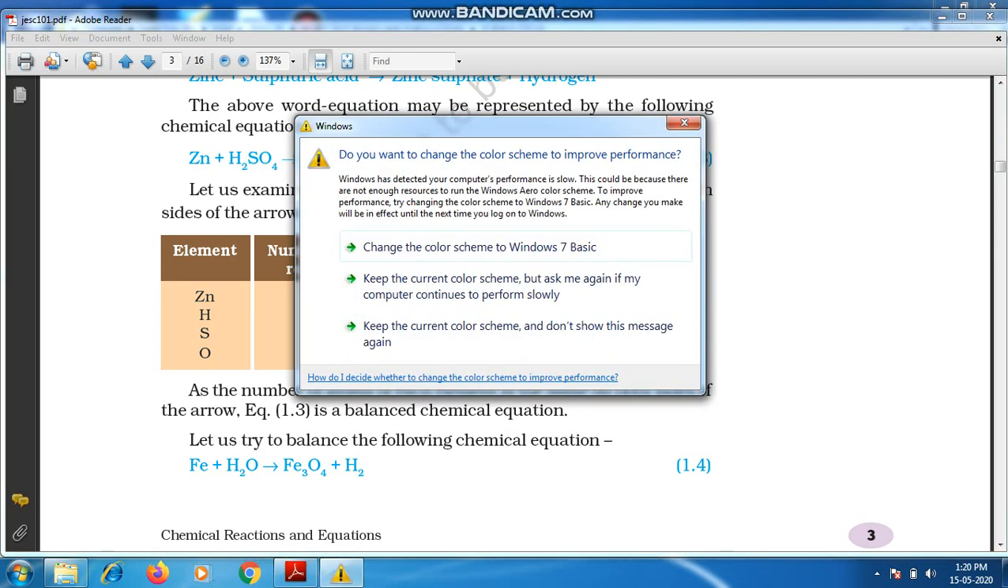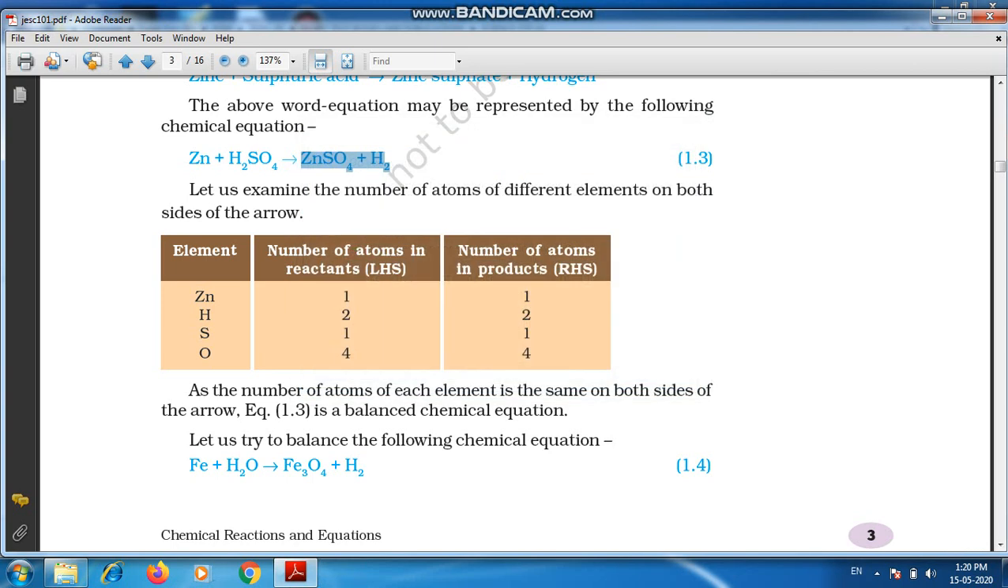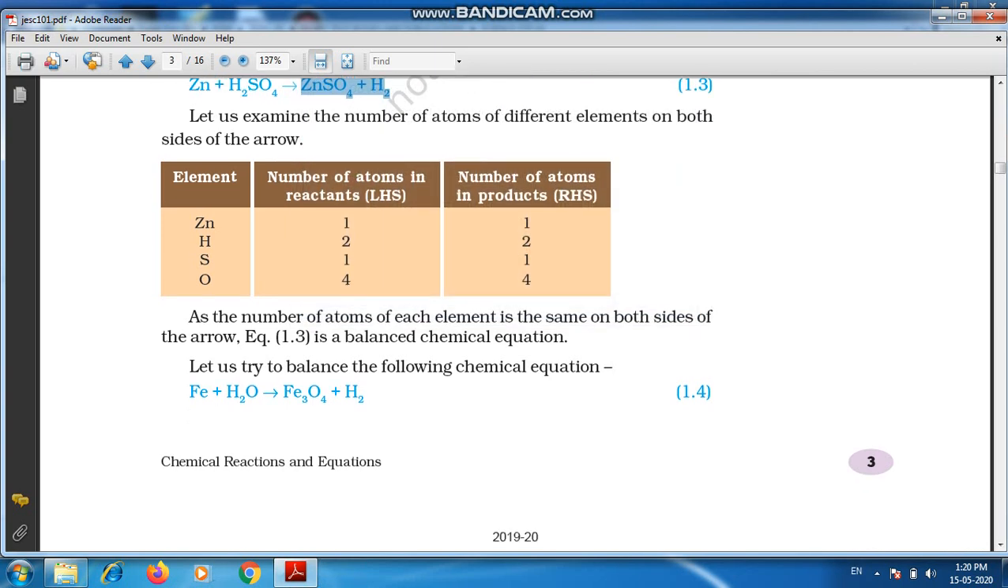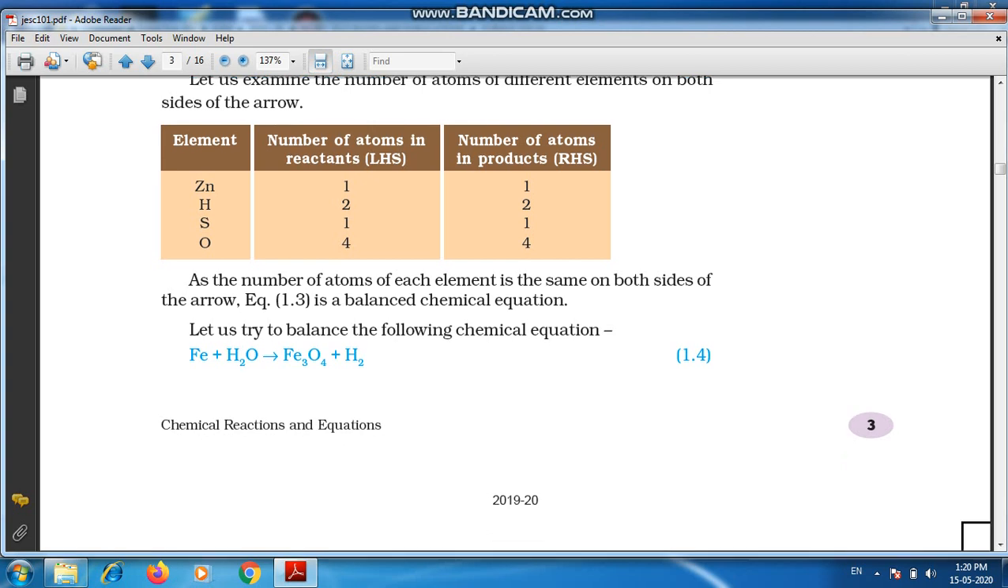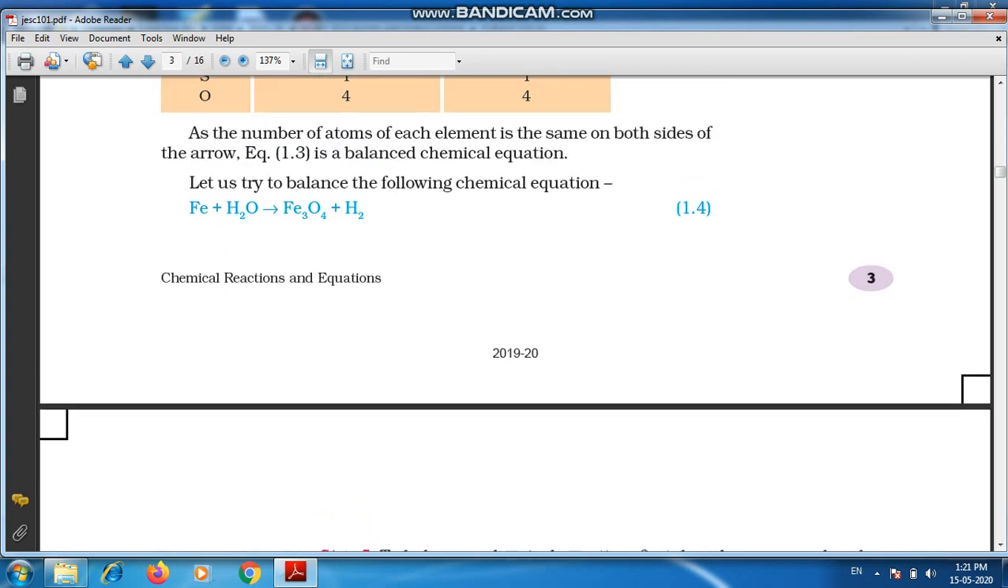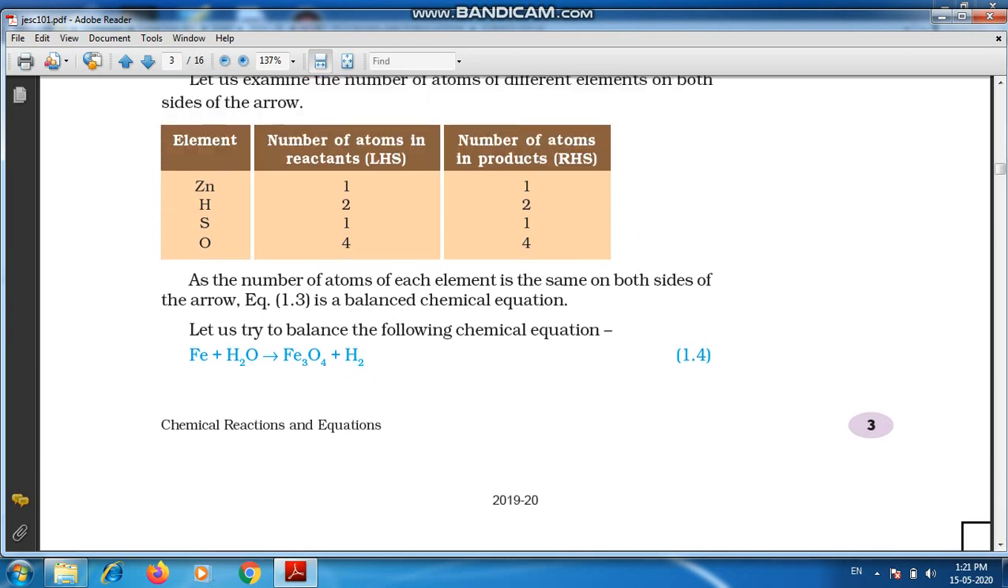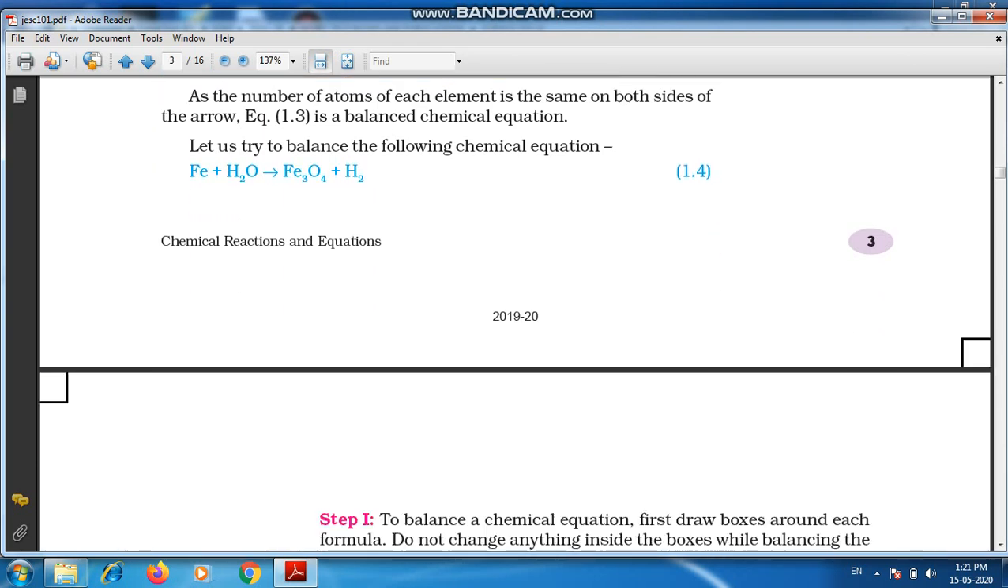So now we will balance it. How will we balance it? Just have a look. We'll first try to balance the element which is in the lesser number. That is Zn, 1 and 1, so we'll not go for it. But we'll go for hydrogen. You can see hydrogen over here, reactant and product are the same. Sulfur over here is 1 and over here it's also 1. And oxygen is 4, 4. So this way, this reaction is a completely balanced reaction, because both on the reactant and on the product side, the number of atoms are the same.